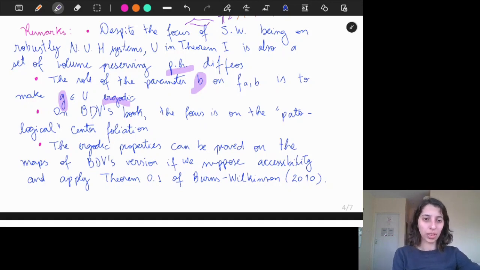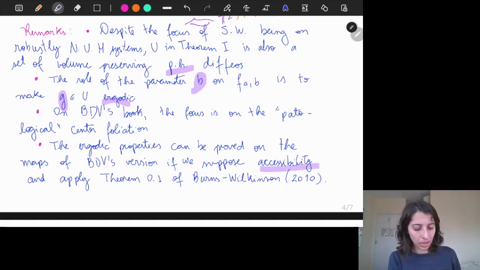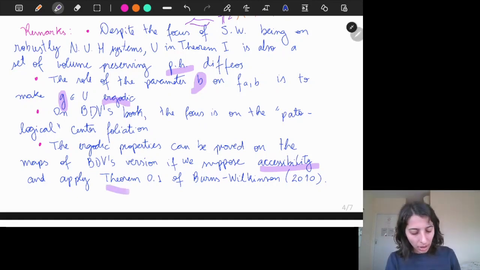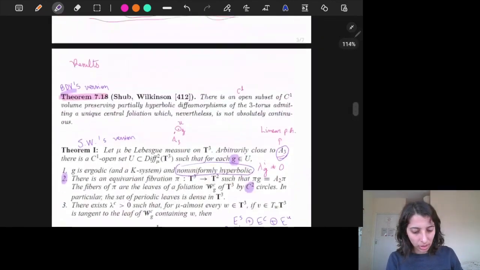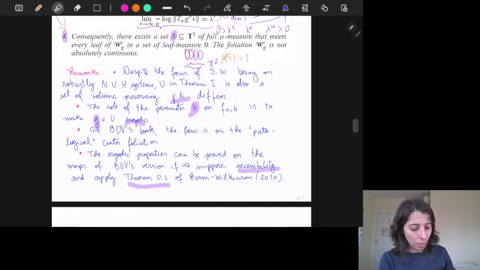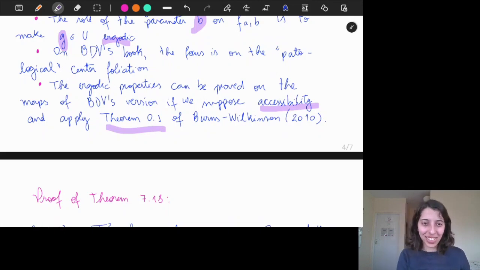The perturbation in the book, or the result given in the book, could be shown ergodic just by proving, for instance, accessibility, by this result by Burns and Wilkinson. If the maps have this property that we call accessibility, then we can apply this theorem and get that the maps in this result are also ergodic. So with more modern results, we can get ergodicity in a more abstract fashion.